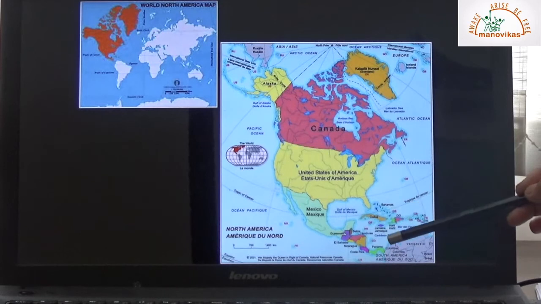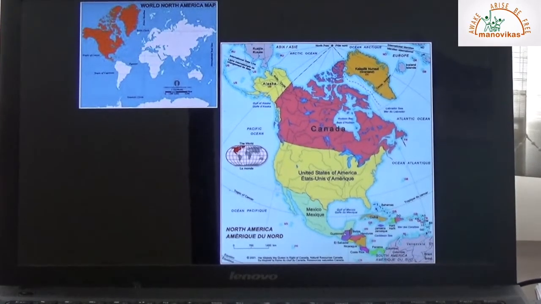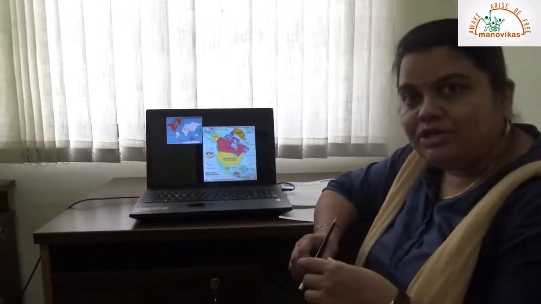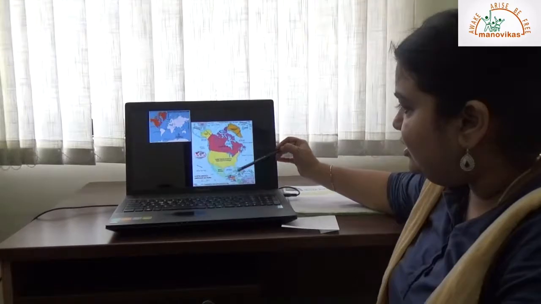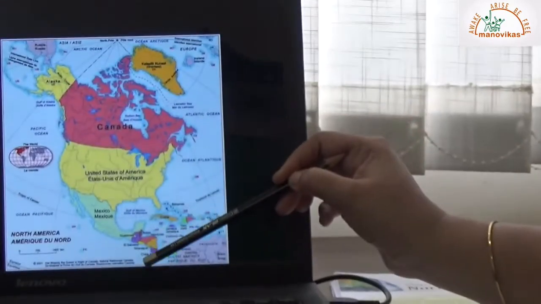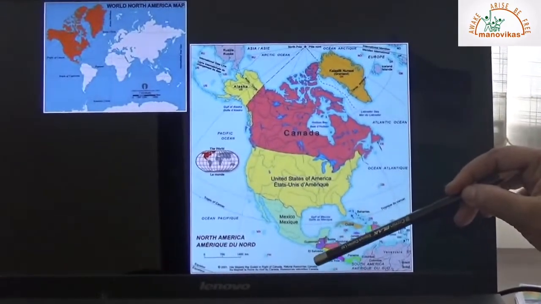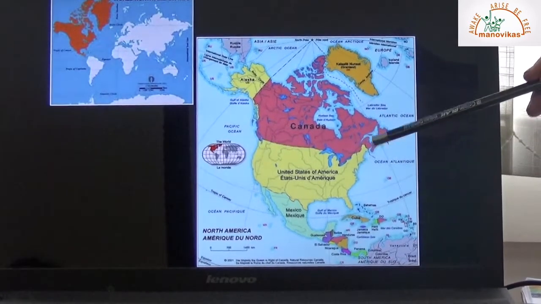Now what is an isthmus? An isthmus is a narrow piece of land joining two major land bodies and separating two water bodies. Now what is it joining and what is it separating? This Isthmus of Panama is joining North America and South America, and it is separating two water bodies, that is the Pacific Ocean and the Atlantic Ocean.